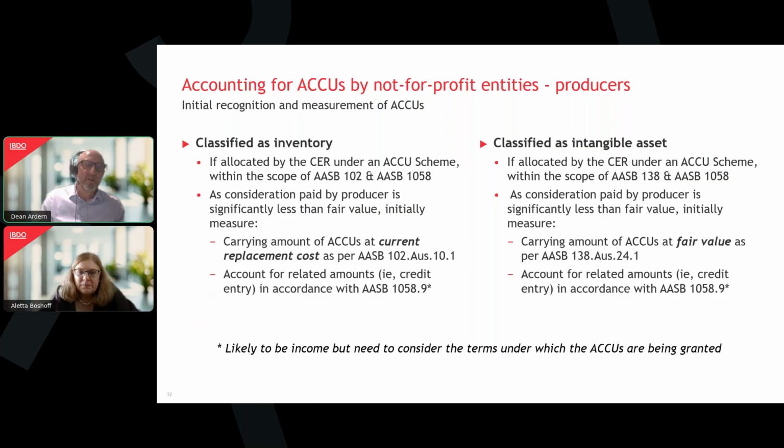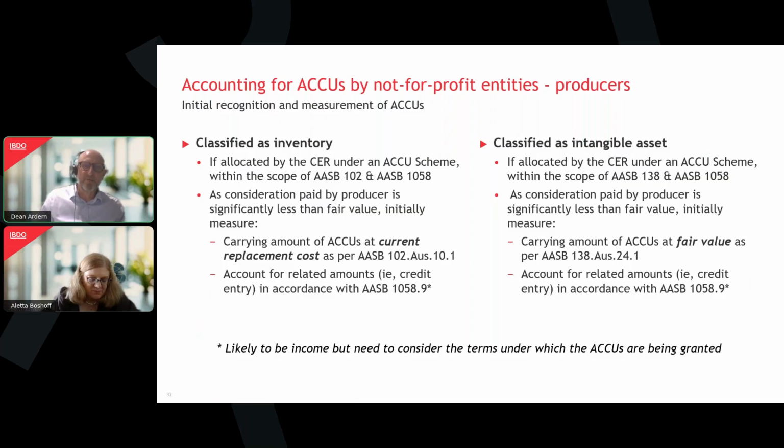So as a consideration paid by the producer is significantly less than the fair value. So for example, you own a piece of land, it's being used as a carbon sink, you're generating ACCUs, they're being credited to your account every year. The carrying amount of the ACCUs has to be determined based on the current replacement cost under AASB 102. Now that, in some contexts, would generally lead you to the position where you might say, well, look, if I was to replace these things, it would be what I'd spend to actually acquire them.